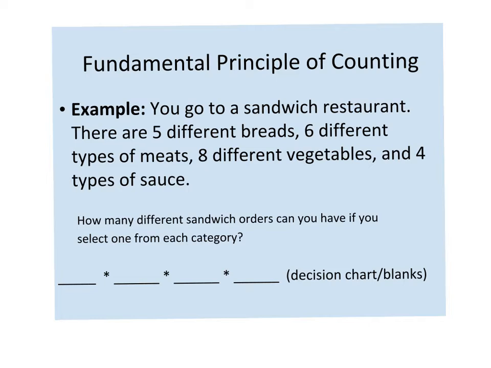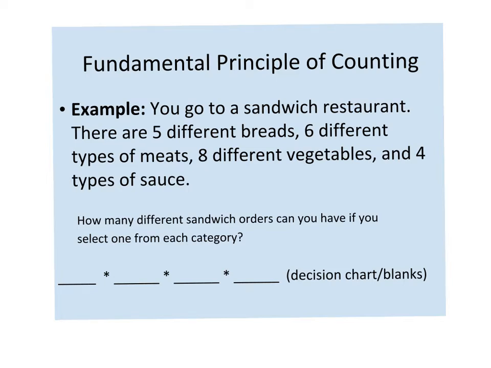Let's take a look at this example. You go to a sandwich restaurant and there are 5 different types of bread, 6 different types of meats, 8 different vegetables, and 4 different types of sausages. How many different sandwich orders can you have if you select one from each category? Well, the way you do this is just by using multiplication.